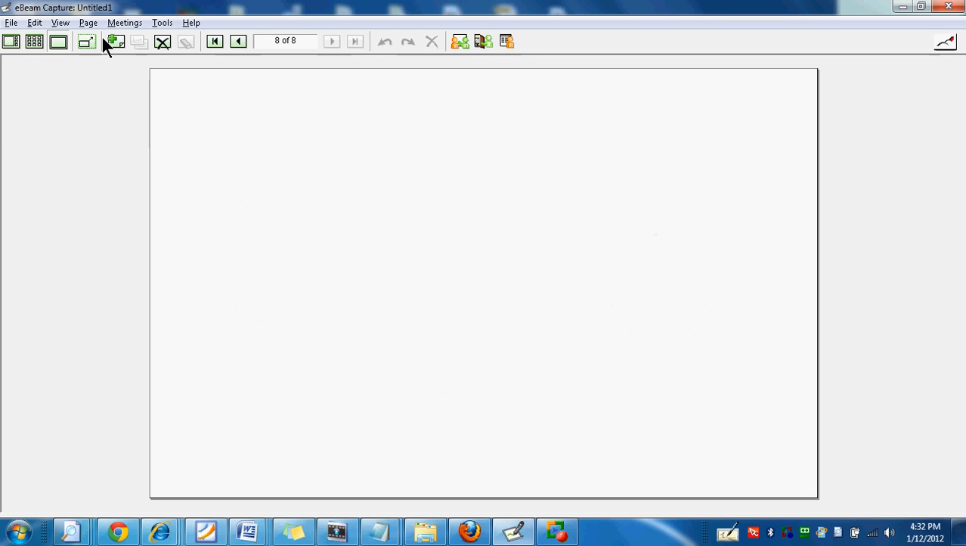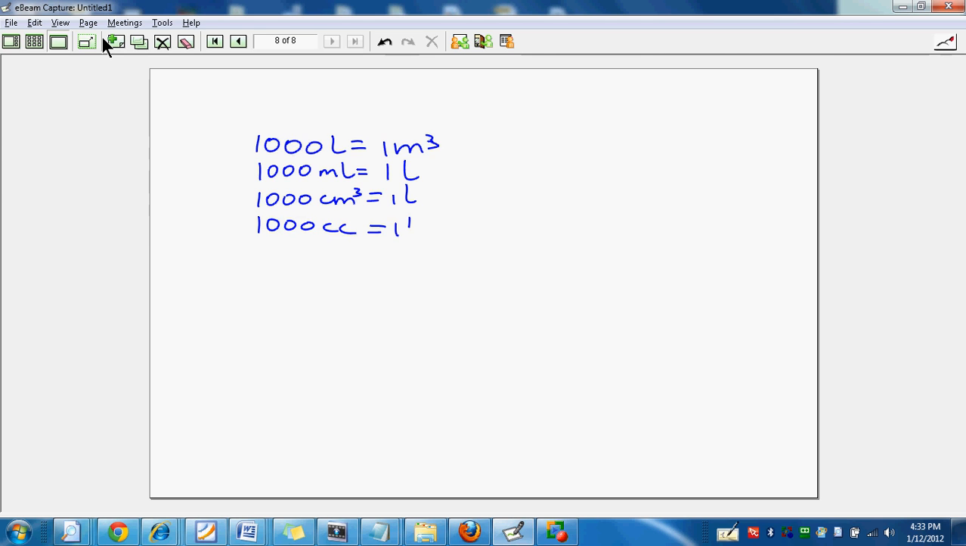Okay, so you need to know some volume relationships. You need to know that 1,000 liters is equal to 1 meter cube. 1,000 milliliters is equal to 1 liter. 1,000 cm cube is also equal to 1 liter. 1,000 cc's is also equal to 1 liter.